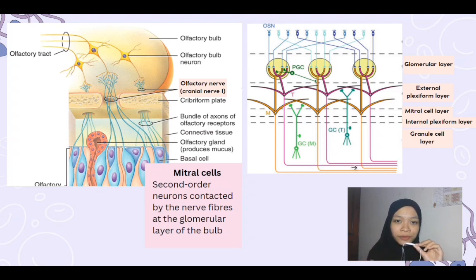For your information, mitral cells are the second order neurons contacted by the nerve fibers at the glomerular layer of the bulb. Each mitral cell is contacted by at least 1,000 olfactory nerve fibers.